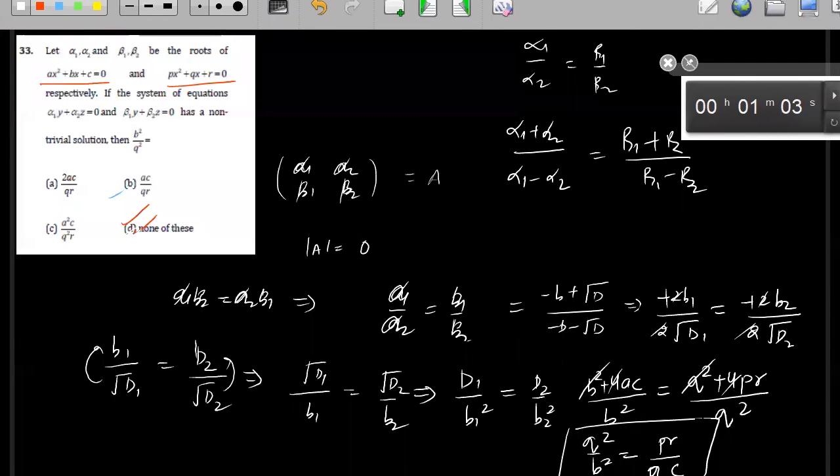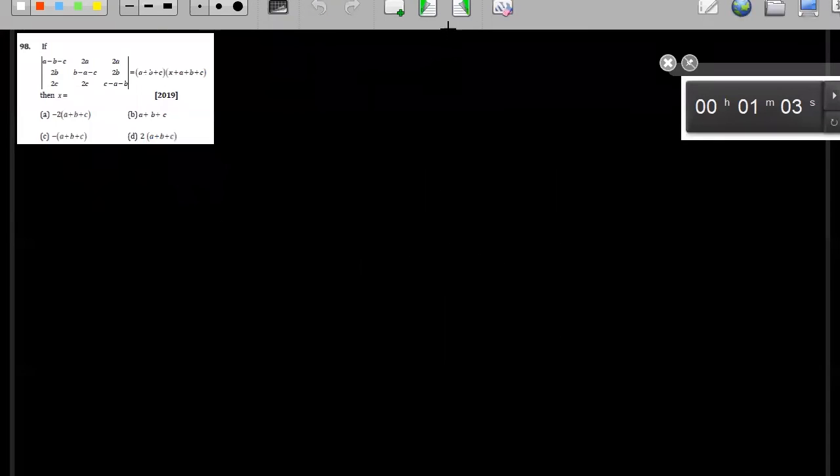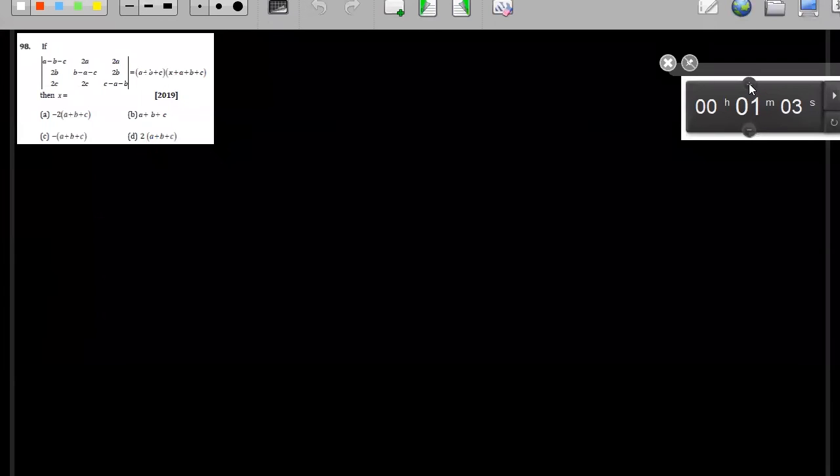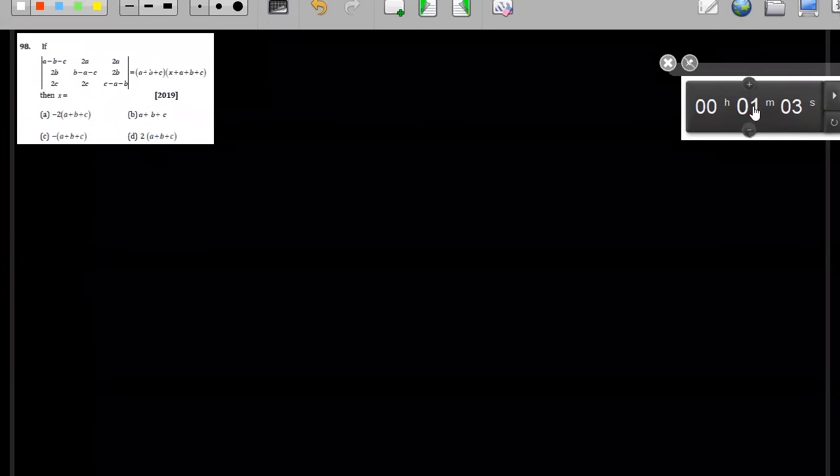I hope this one you understood. Fine. Okay, very good. Now solve this one. This was asked in 2019 JEE Mains.